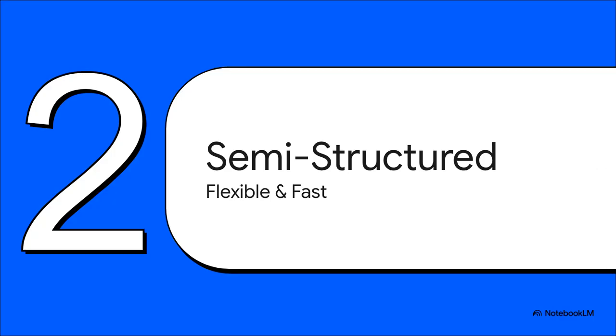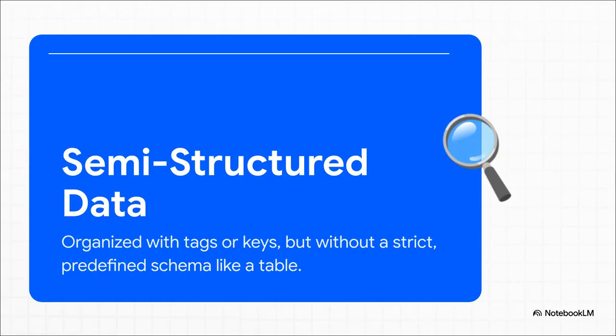So that rigidity we just talked about, that's exactly why structured data can't be the answer for everything. To keep up with modern apps that are constantly changing, we need something way more flexible. So, let's say hello to the world of semi-structured data. Now, unlike that rigid table, semi-structured data is more like a labeled container. It's got organization, sure, it uses keys or tags, but it doesn't have that strict, predefined schema. The formats you're going to see all the time for this are JSON and XML.